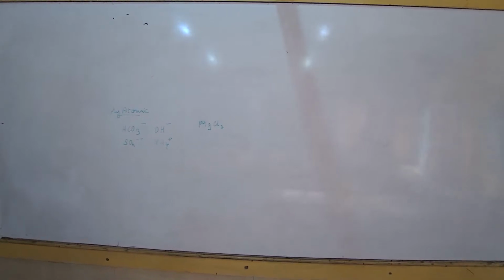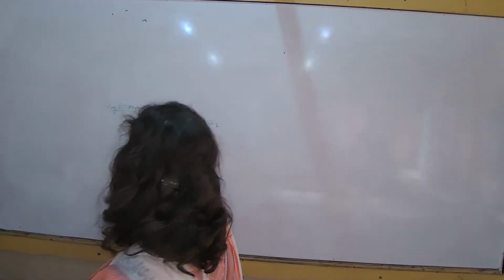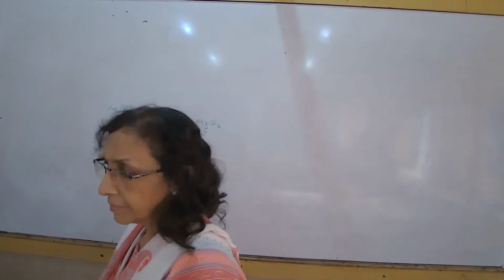Next one, calcium oxide. What is it? CaO. Calcium oxide. CaO. Next one.